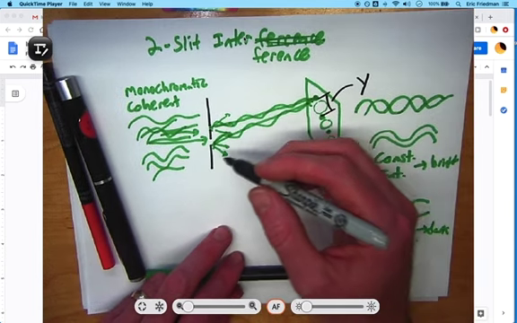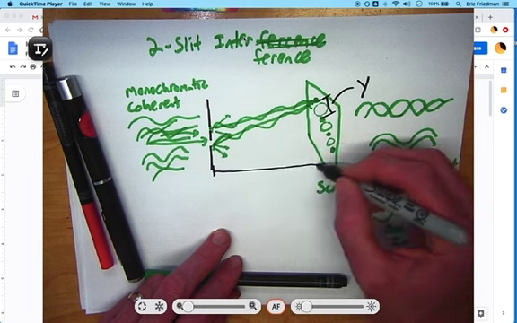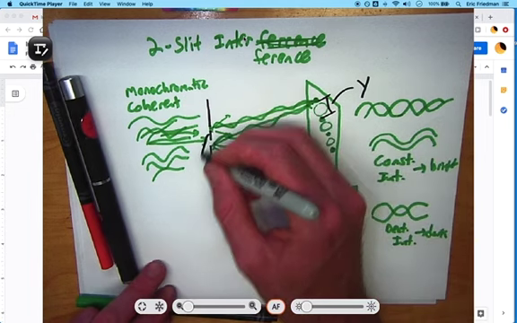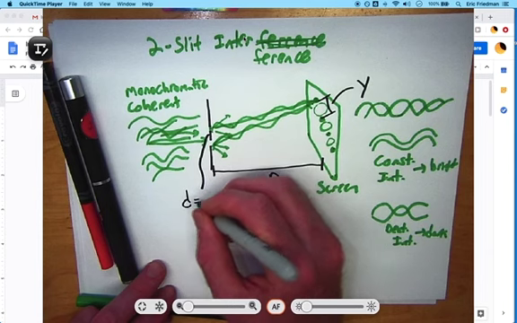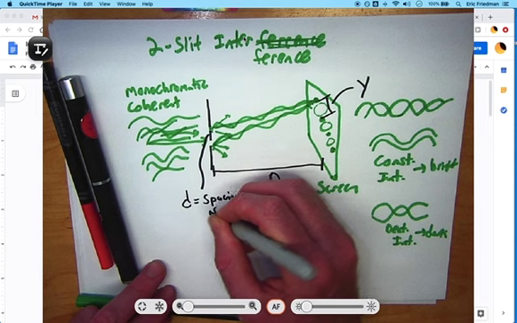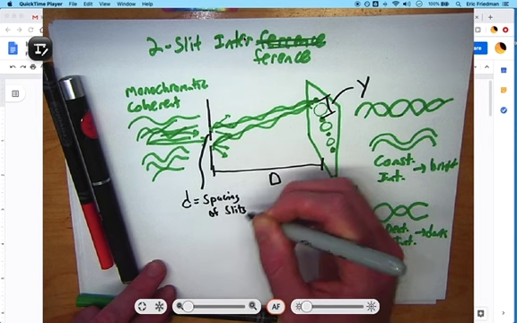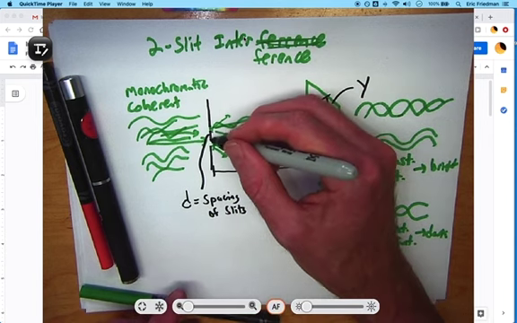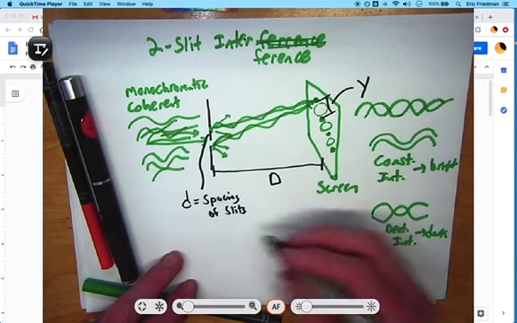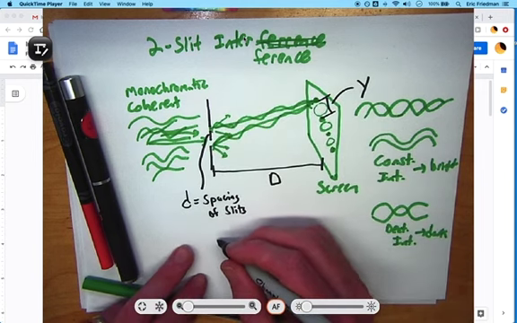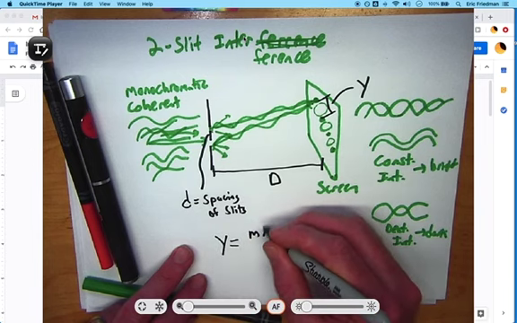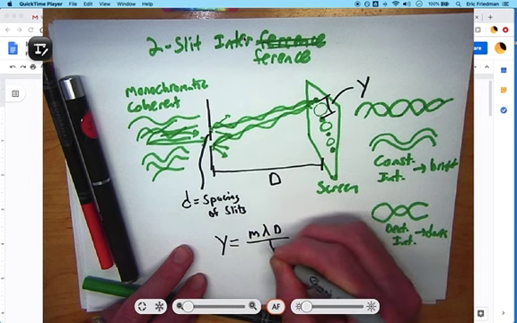We've got the distance from the slits to the screen, which is going to be big D. And then little d right here is going to be called the spacing of the slits. That's how much distance is in between the two slits right there. If we put this together, then the equation we figured out in class based upon our lab is y equals m lambda big D over little d.